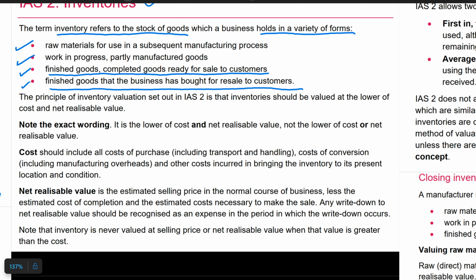Now let us learn what is the rule of inventory valuation. Students, the rule of inventory valuation is lower of cost and net realizable value. Here you need to remember it is lower of cost and net realizable value, not or net realizable value. Students often write lower of cost or net realizable value. That is wrong. The correct is lower of cost and net realizable value.